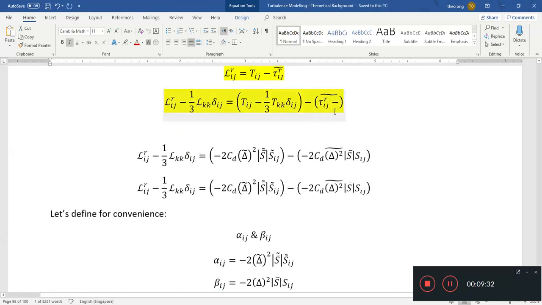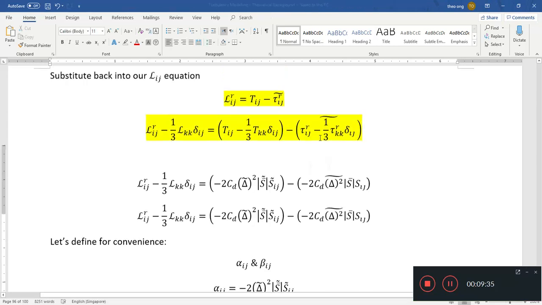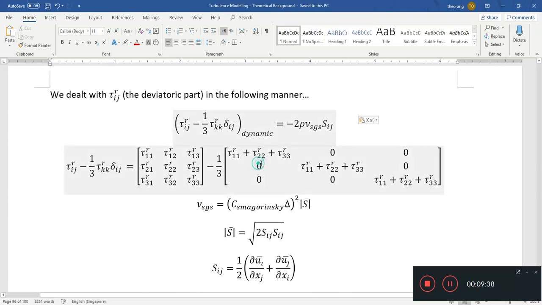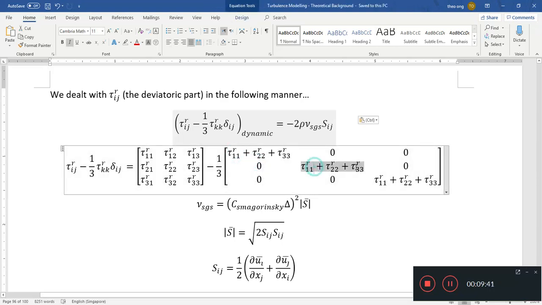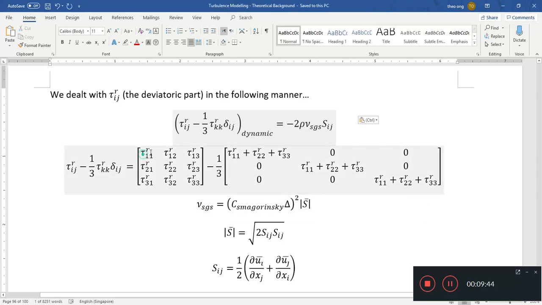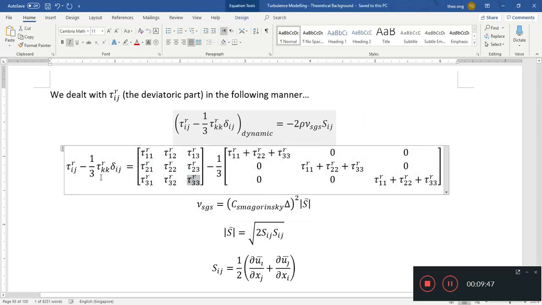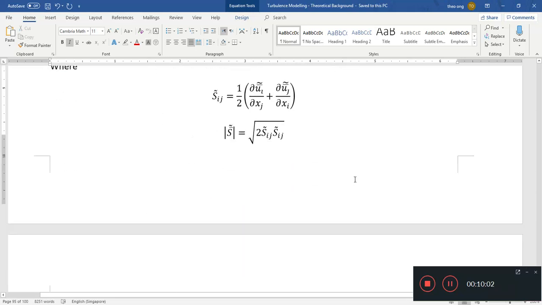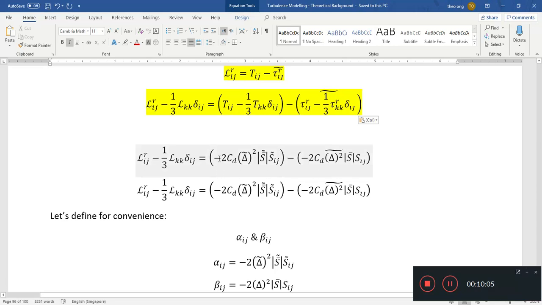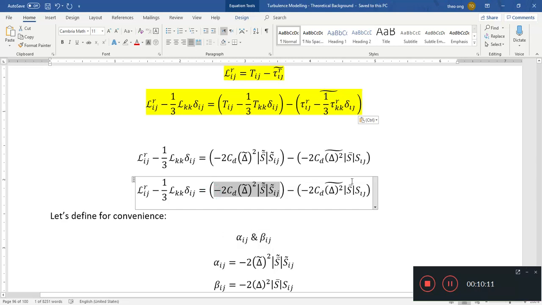Remember that's just taking the off-diagonal elements, or rather making all the off-diagonal elements 0, and the diagonals are just the sum of the three elements here. Okay, that's all that this matrix is. So I'm taking these three, and I sum over here, and I put it in the first row, first column, second row, second column, third row, third column, divide by 3, and subtract. So that's all that's happening here. Then this is our equation for this Lij, the deviatoric part.